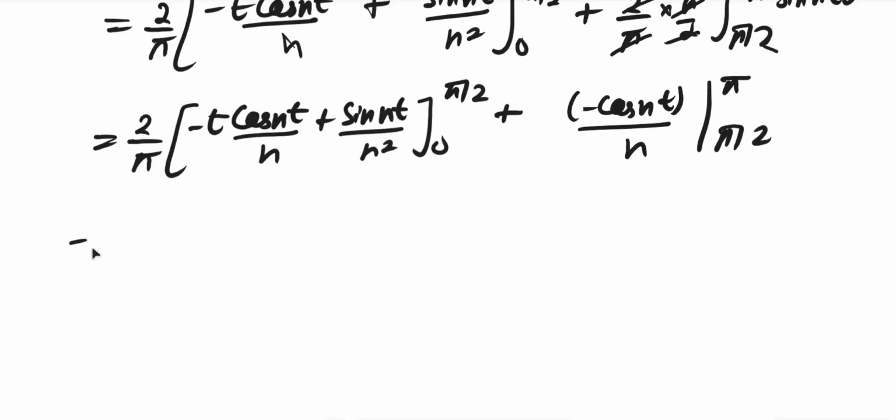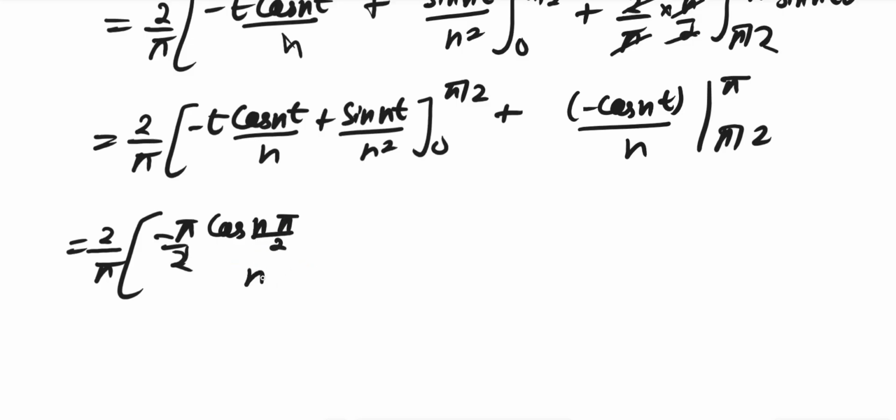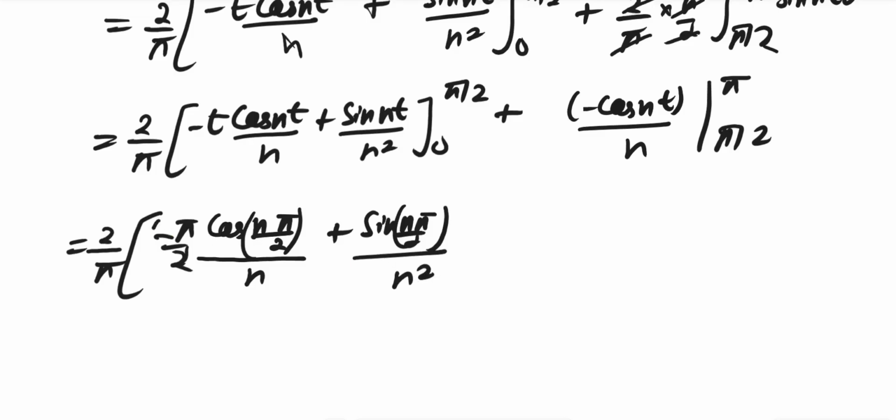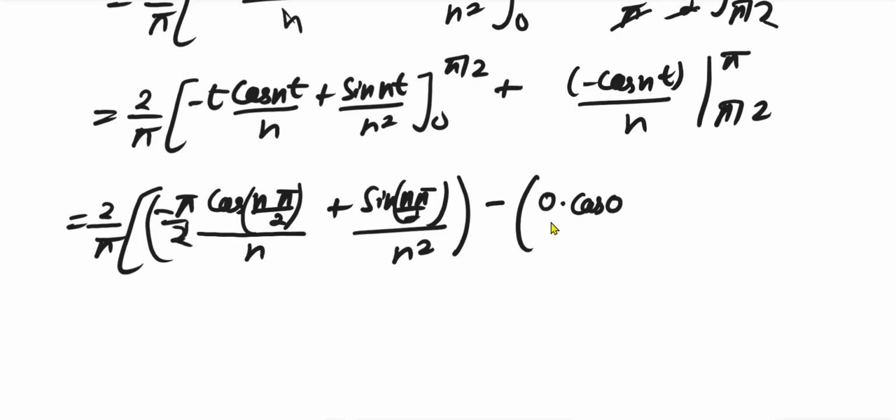Now put the limit, it is 2 upon pi, minus pi by 2. Put the upper limit minus pi by 2: cos n multiplied by pi by 2, whole divided by n, plus sin n pi by 2 divided by n square. Put the lower limit which is 0, in which this whole part will become 0, since 0 multiplied by sin, it is cos 0 by n plus sin 0 by n square.